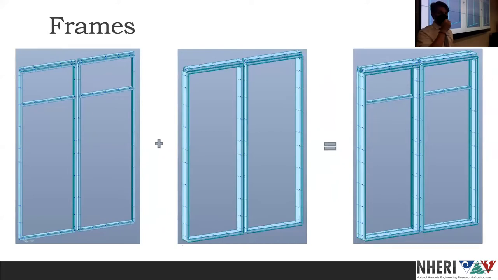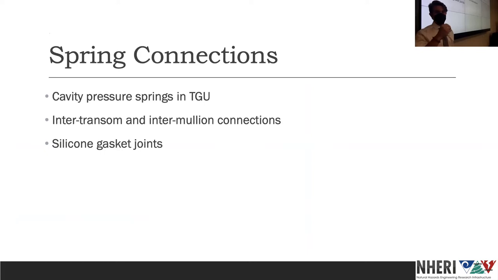So here's the frames, each of them combined to make the final frame product. Now the spring connections are one of the most tedious parts of this software modeling. The spring connections are between frames, between panels, and then from frame to panel. There's 3 main ways that they're modeled.